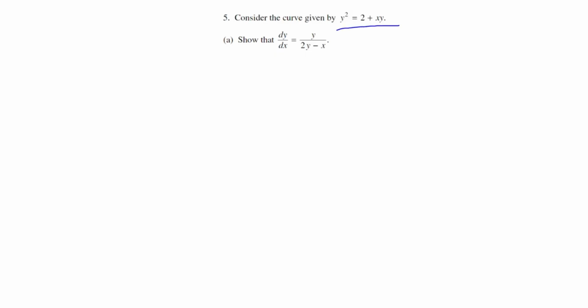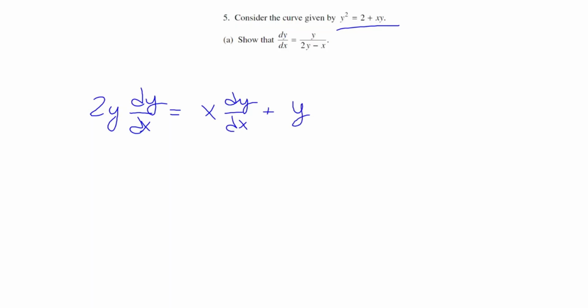We'll differentiate this curve with respect to x. So whenever we take the derivative of a y term, we'll attach a dy dx to it. So we get 2y dy dx is equal to, the derivative of 2 is 0. And then we'll just take the derivative of xy using the product rule. So that'll be x times the derivative of y plus the derivative of x, which is 1, times y.